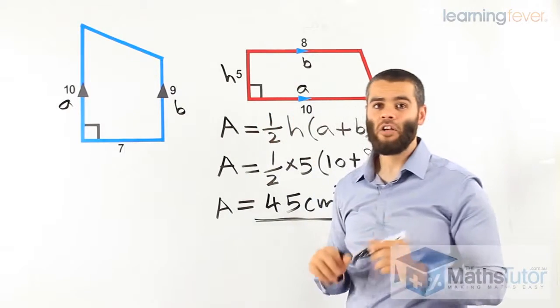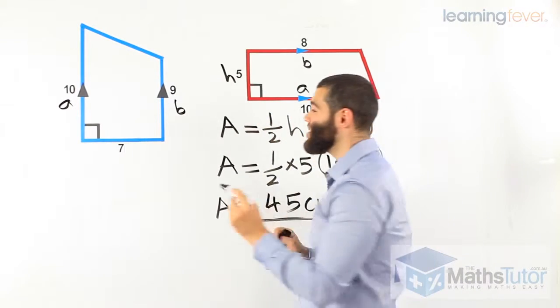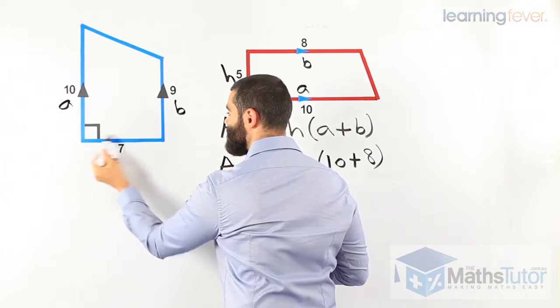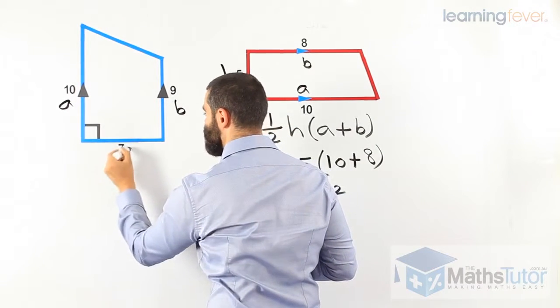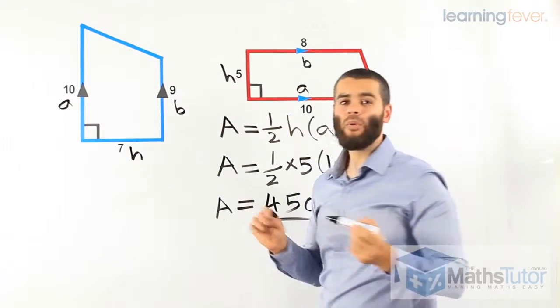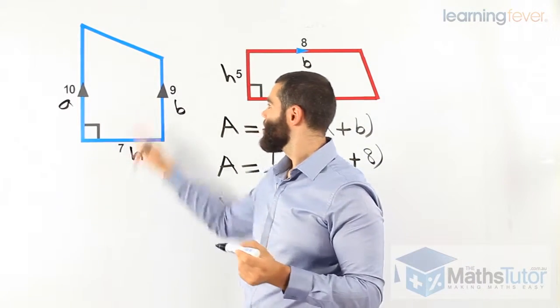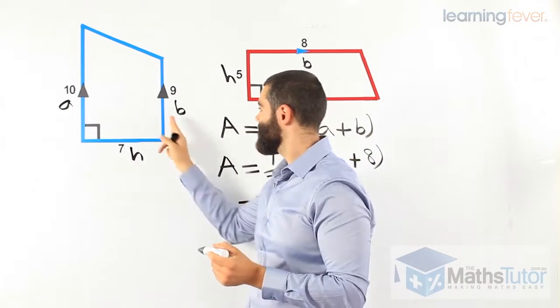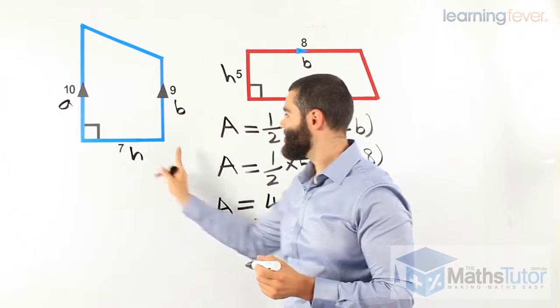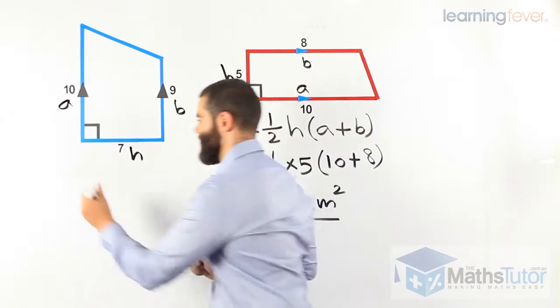And where is our height? We know the height is the distance between the two parallel lines. There it is. Our height is 7. Now we identified our height. A here and B there. We know straight away these are the parallel lines and this is our height. We can now work it out.